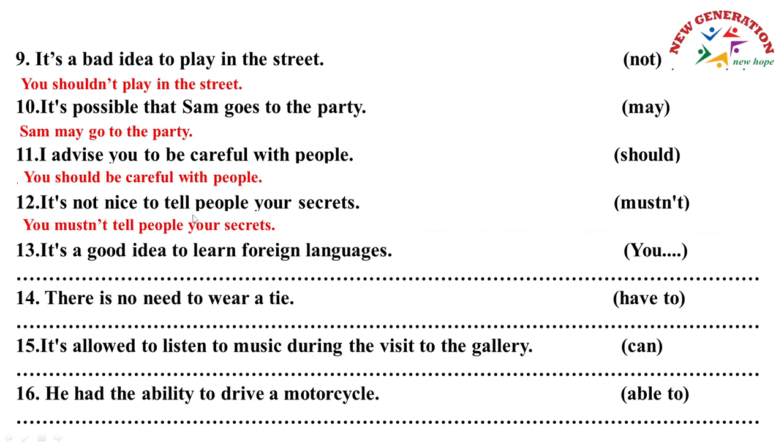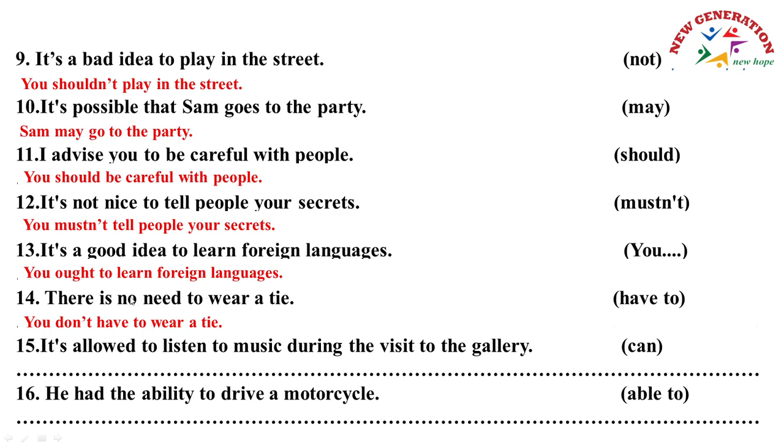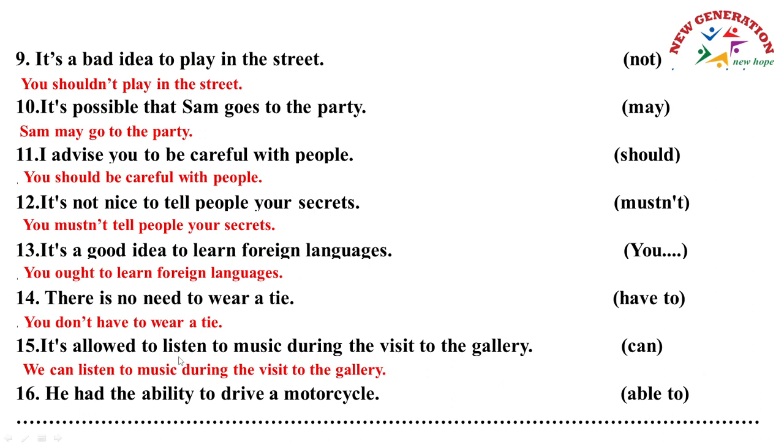So every time you have to search for the main verb, and then you get it after the suitable modal in the infinitive form. This way you are allowed to learn foreign languages. You don't have to, because of the no here. If no didn't exist, it would be you have to. It's allowed, use can, here is the verb. You can listen to music.